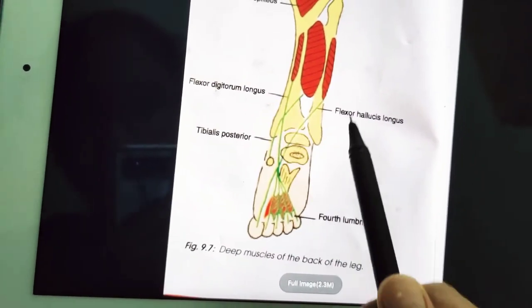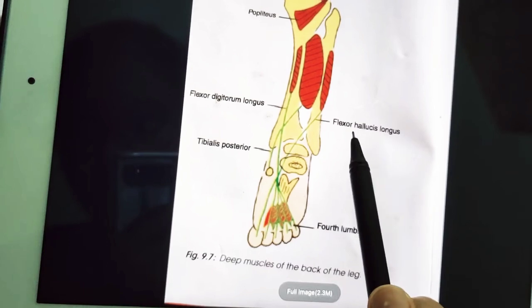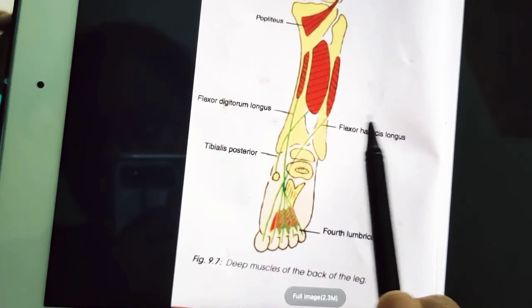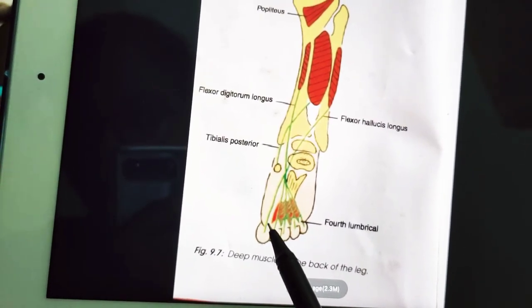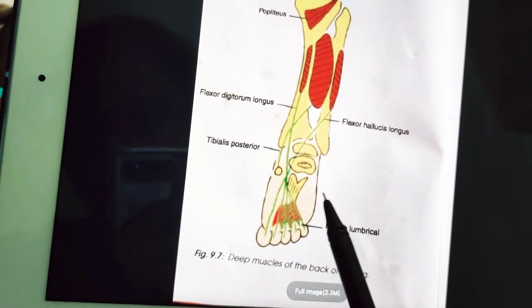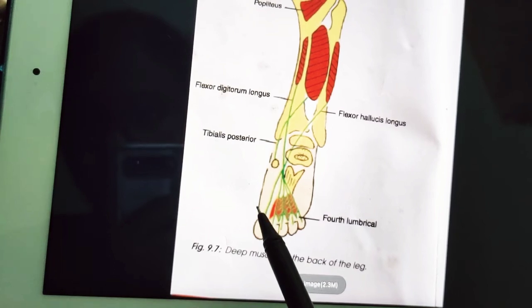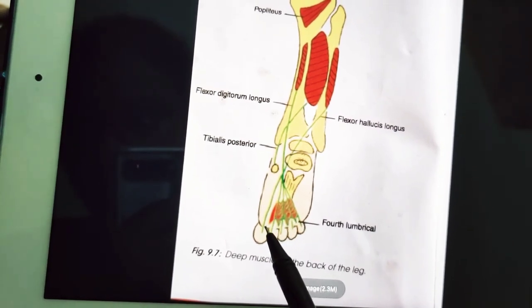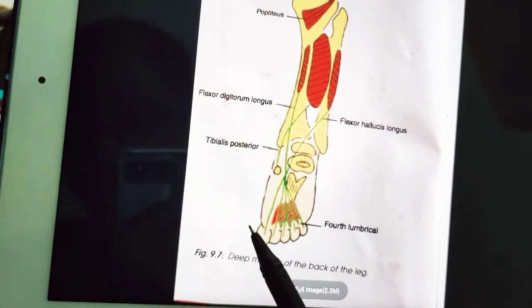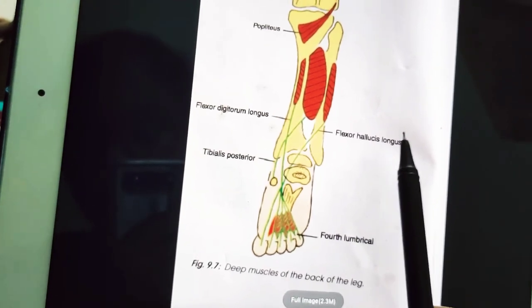So what is the nerve supply? Of course, for the flexor hallucis longus also, the tibial nerve. And the action: the main function is great toe plantar flexor, and it also helps in plantar flexion of the ankle, and also stabilizes the great toe especially in walking, and helps to maintain the medial longitudinal arch of the foot. So these are all the functions of flexor hallucis longus.